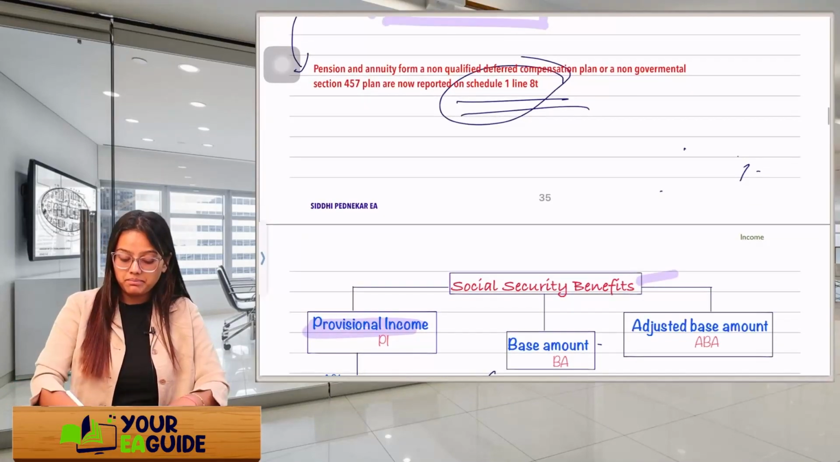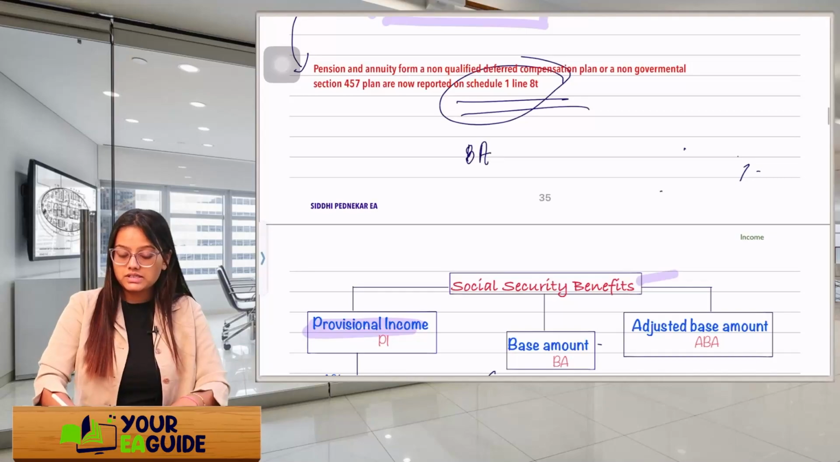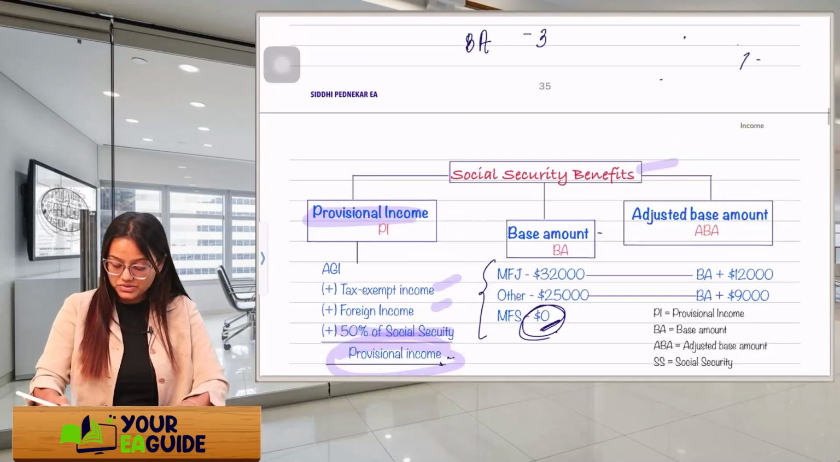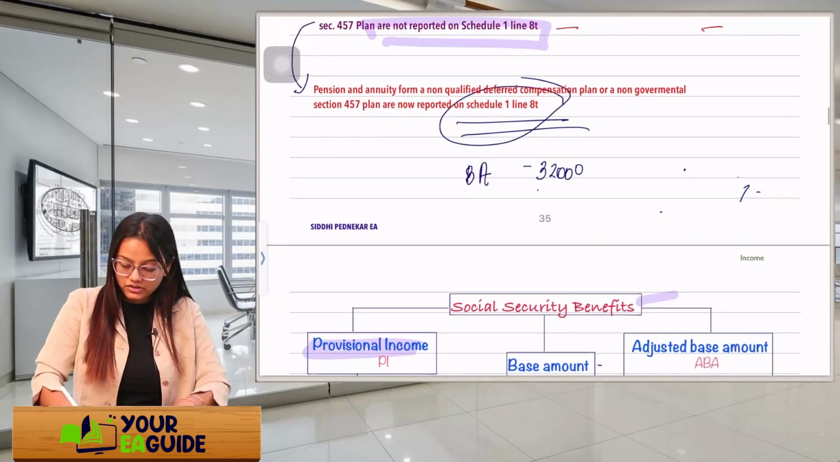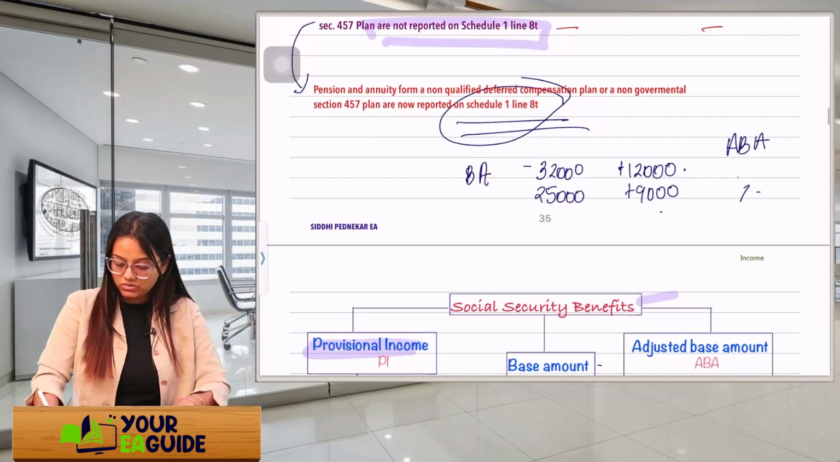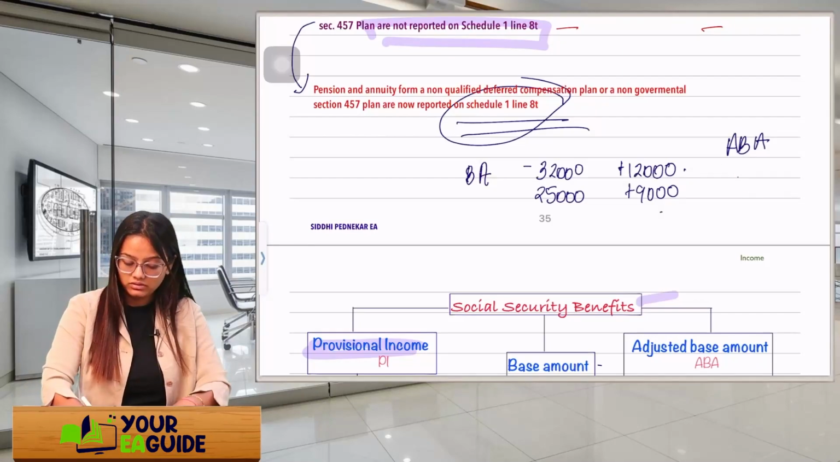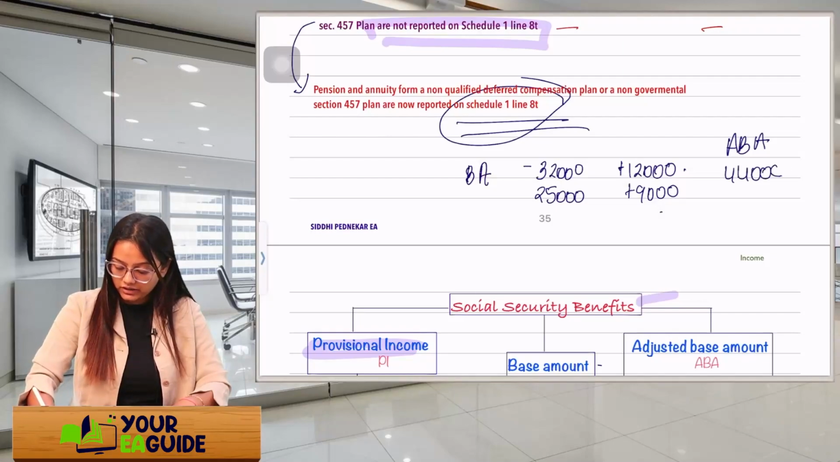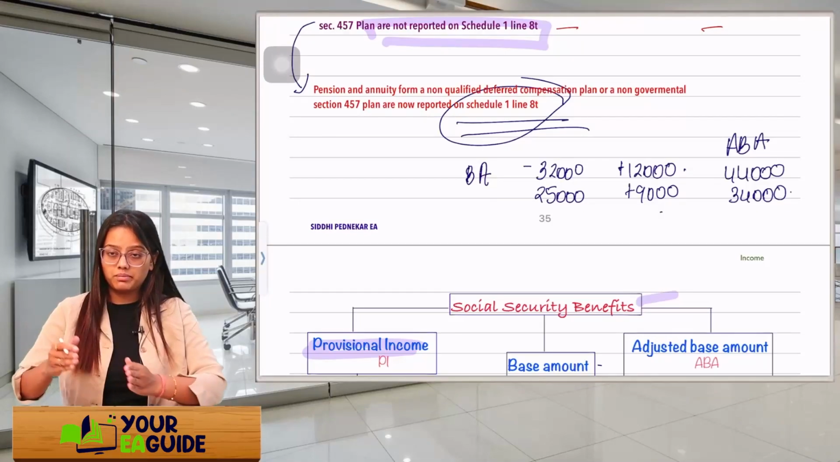What do you mean by adjusted base amount? Just add a certain limit. See, here it is 32,000 and 25,000. Here you need to add 12,000. Here you need to add 9,000. So your adjusted base amount will be 44,000, and here it will be 34,000. So yes, you have to remember all these three limits, right?